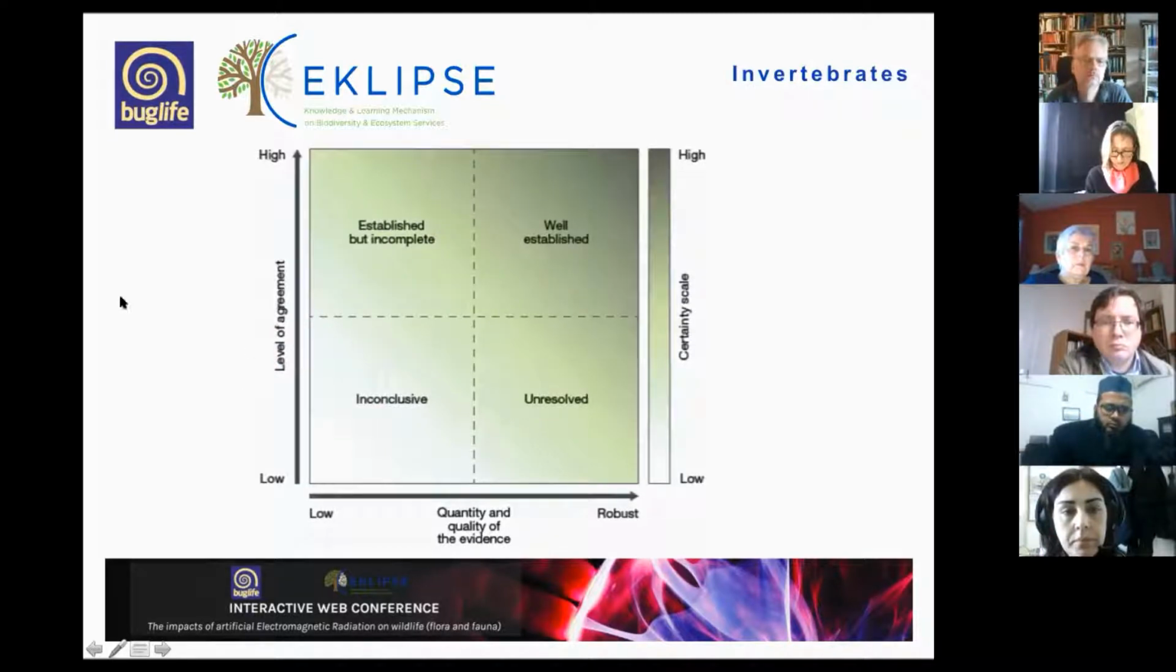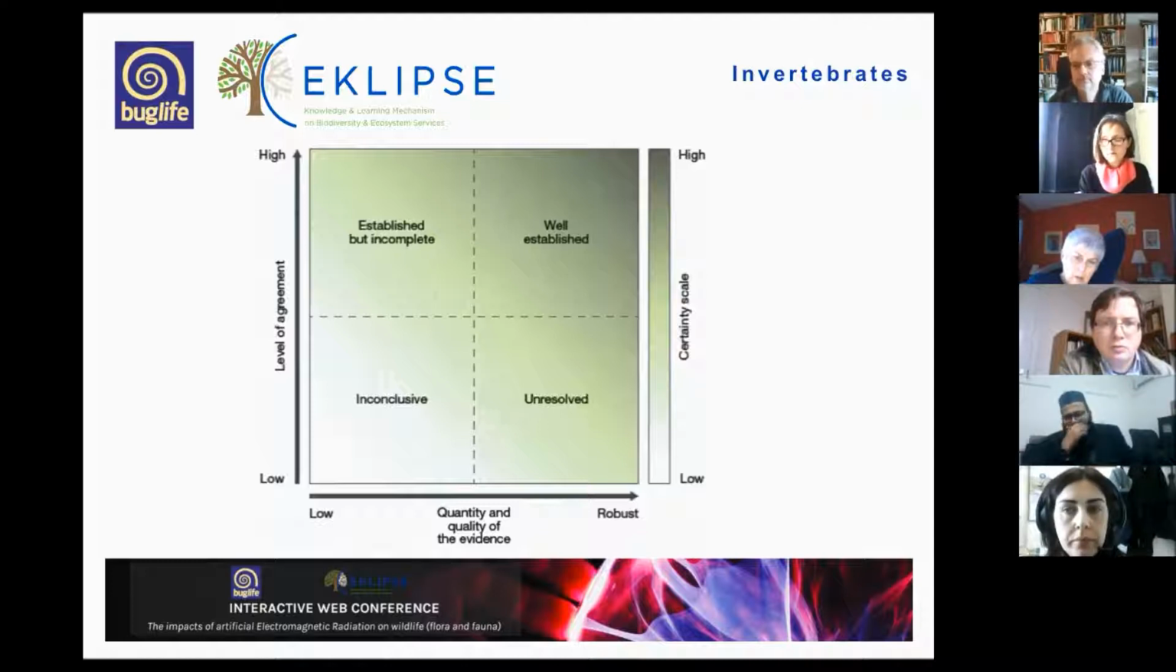Right. I want to quickly talk you through, Estelle has already done it, but I will quickly talk you through this model we used for actually placing the findings in terms of the merits of those studies. So you have two axes on this diagram. On the x-axis, you see the quantity and quality of the evidence presented. And on the y-axis, you see the level of agreement between the studies.